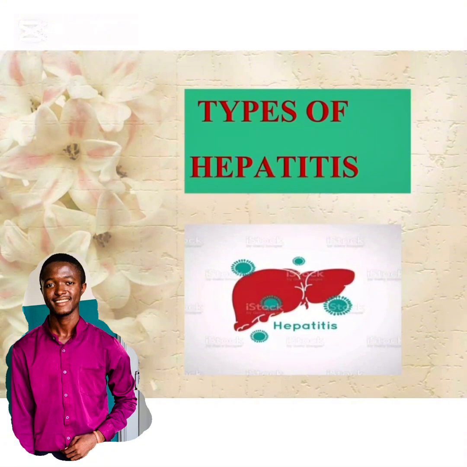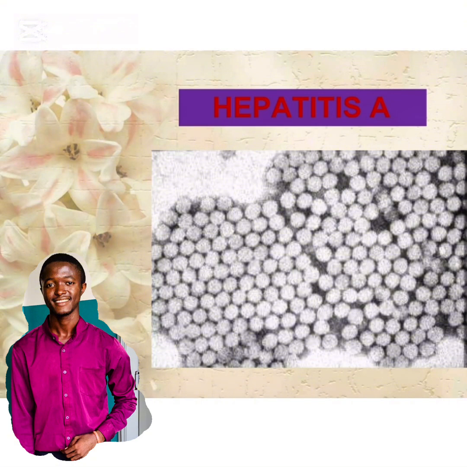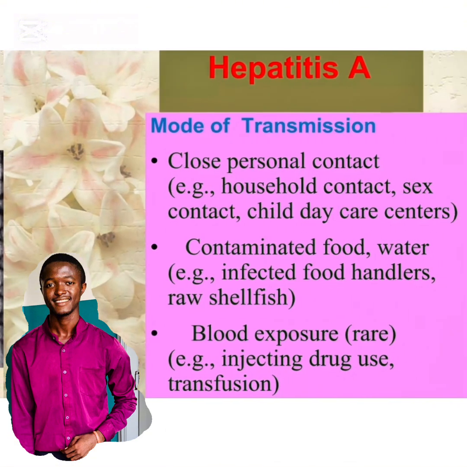Now to the types of hepatitis. Of course, as mentioned earlier, there are 5 types: A, B, C, D, and E. Now we are going to talk about them in detail, starting with hepatitis A, which is the forefront.